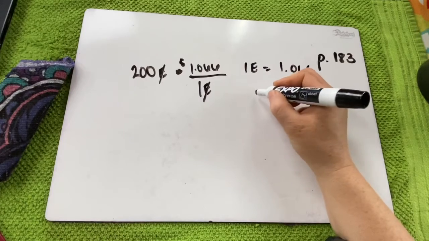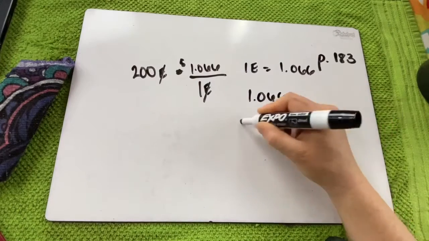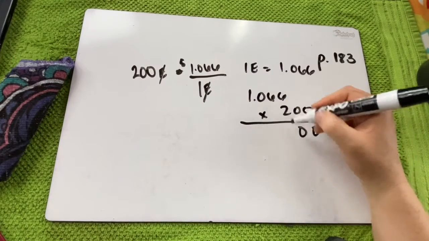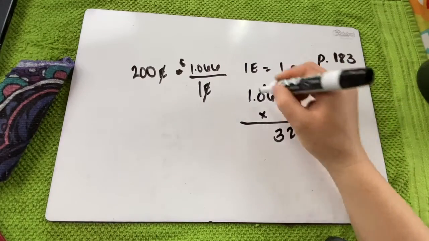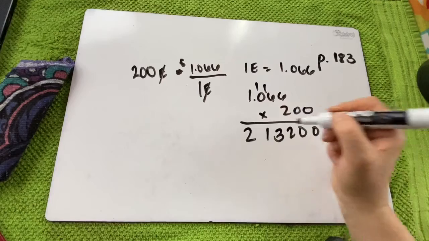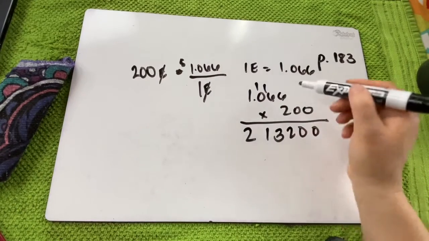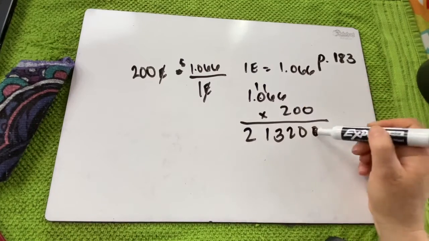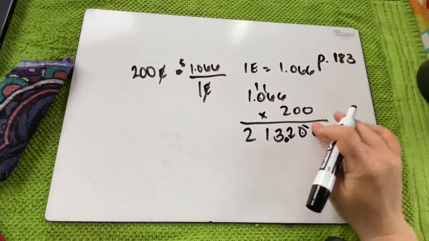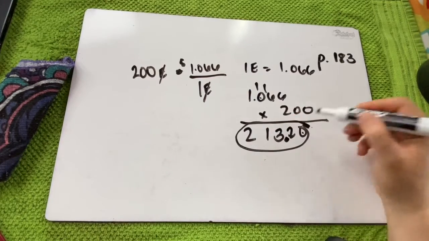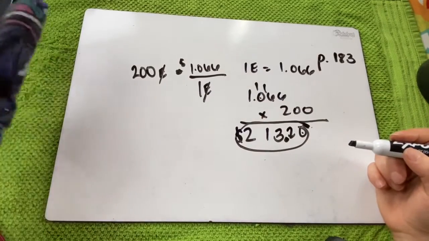So we have 1.066 times 200. 0, 0, 12, right? Carry the 1, 12, 13. Carry the 1, and then 2. Okay? And then here's how many are behind the decimal point. 1, 2, 3. 1, 2, 3. So how much is it? We don't need this 0. So it's around $213. Okay?